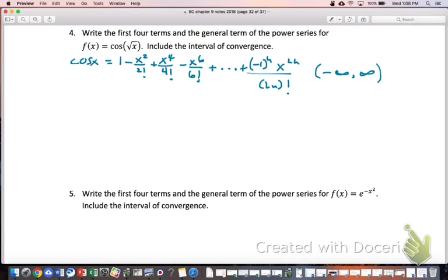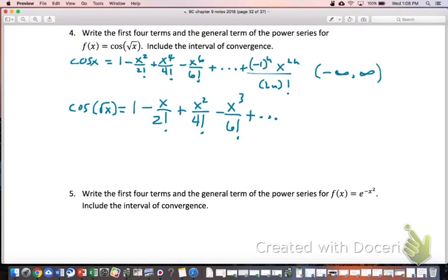Okay. So we start off with that, and then did you guys basically just plug a root x in wherever you saw an x? So if you do that, you'd end up with cosine of square root of x equals 1 minus, I'm going to simplify, square root of x squared would just give us x, plus x squared over 4 factorial minus x to the 3 over 6 factorial plus dot, dot, dot, plus, it's still alternating.